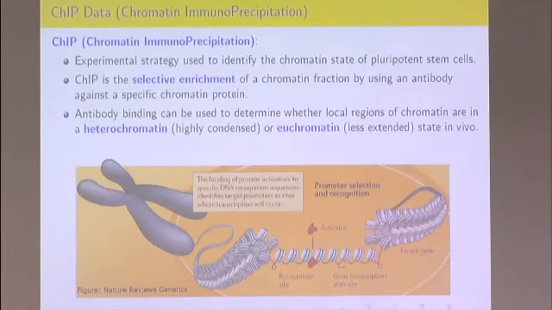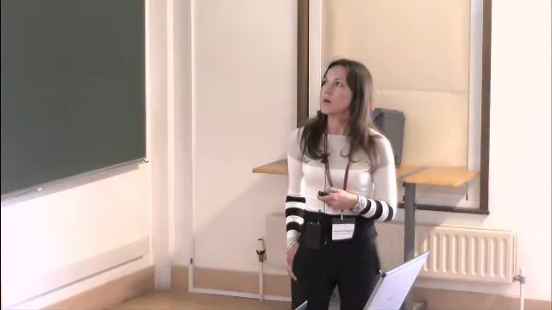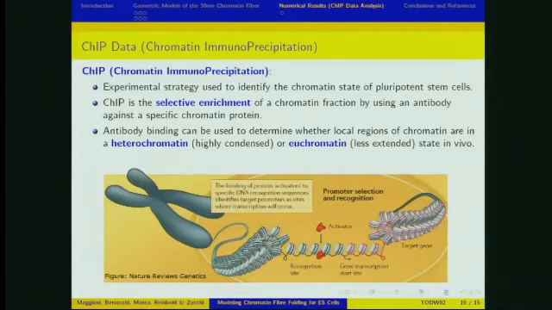And then let's see which data we have used for this comparison. We have considered ChIP data, that is chromatin immunoprecipitation data, which is an experimental strategy adopted in order to find the open and closed portions of DNA regions. It allows us to find which parts of the DNA are more condensed versus the ones that are less condensed, so to find the heterochromatin with respect to the euchromatin.